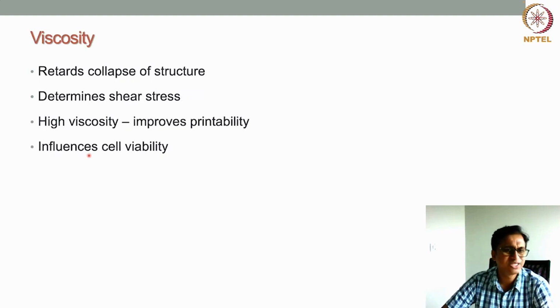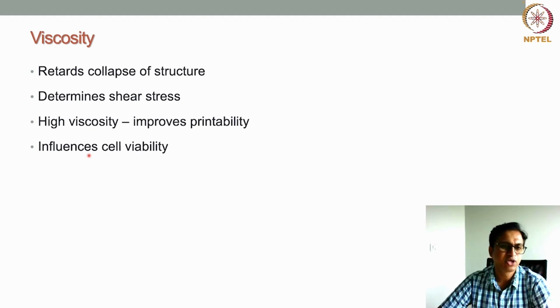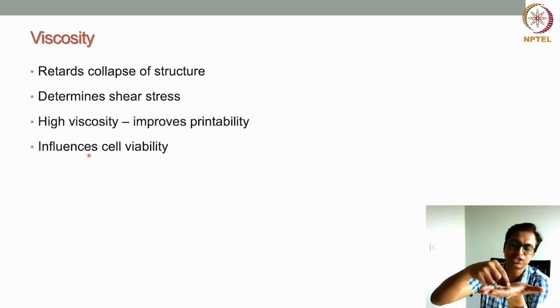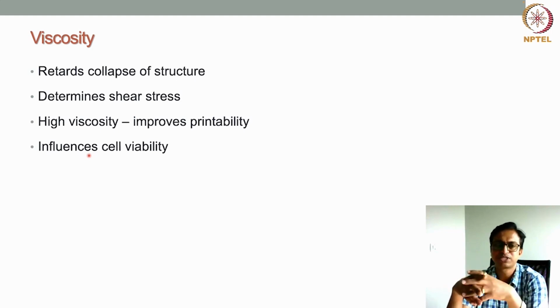Viscosity, as we have already discussed, is the resistance to flow, right? When we apply force on the material, if it resists flow, that is viscosity. How does viscosity influence the printing fidelity and the viability? If the material is highly viscous, it retards the collapse of the structure. Suppose I print a structure with a highly viscous material, then the printed structure will collapse, but the rate of collapse would be low, because the viscosity holds the material together, so it retards the collapse of the structure. But it also determines the shear stress.